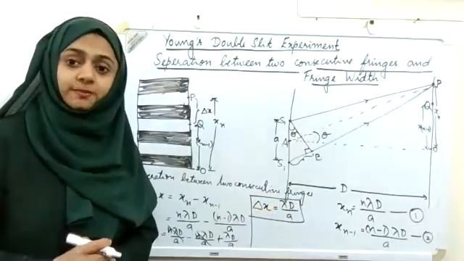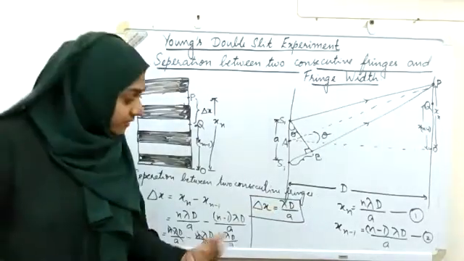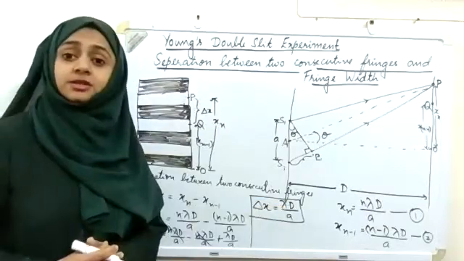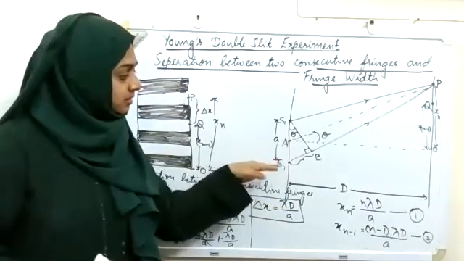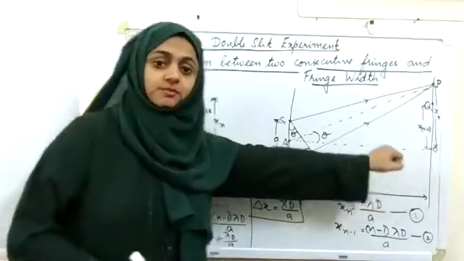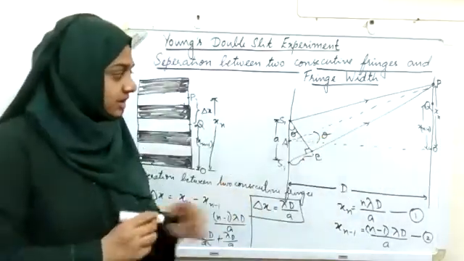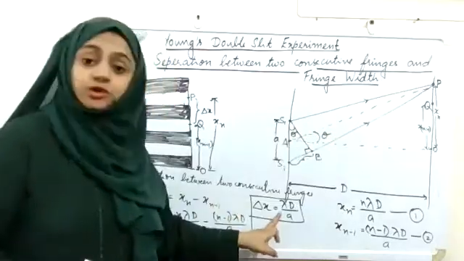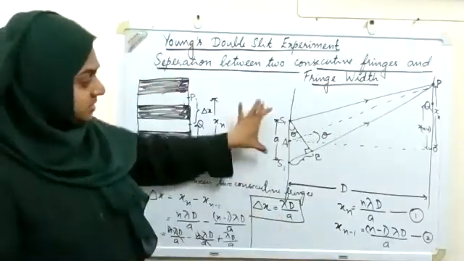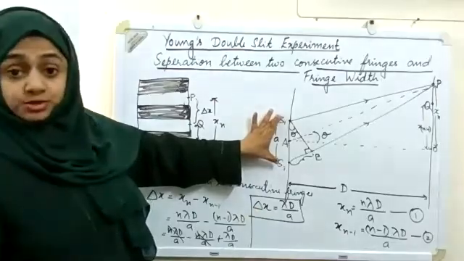What is lambda? Wavelength. What is D? Capital D is the distance between the source and the screen. And what is a? a is the distance between the two sources.